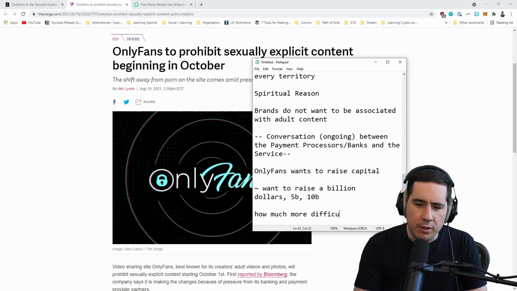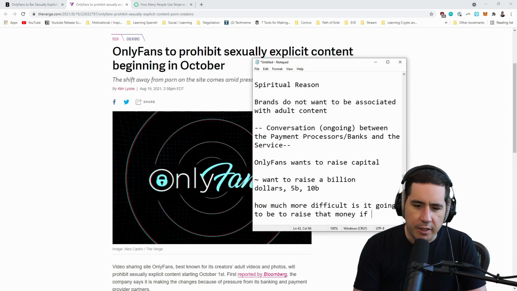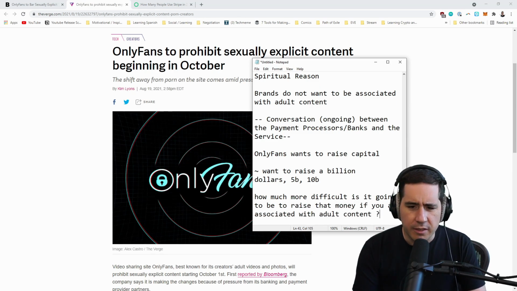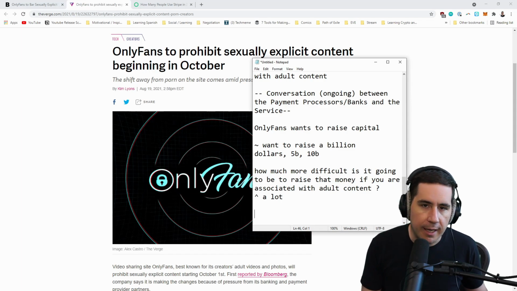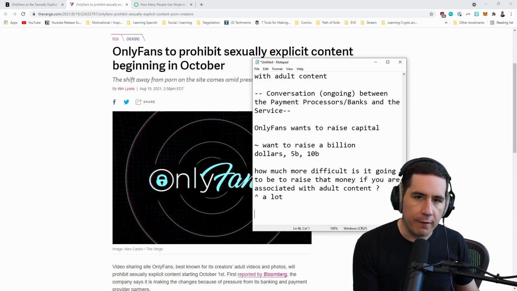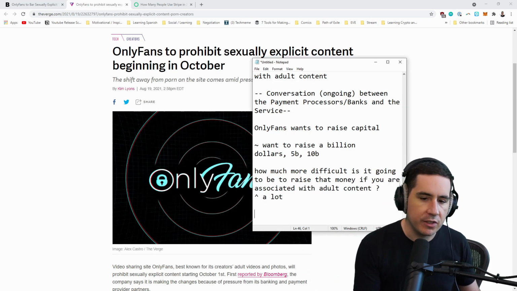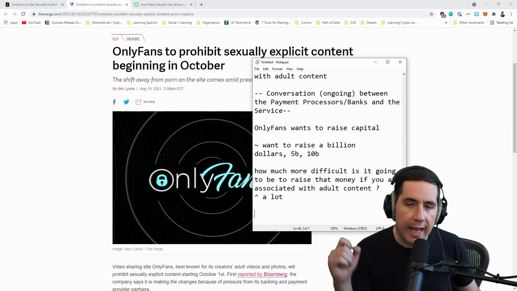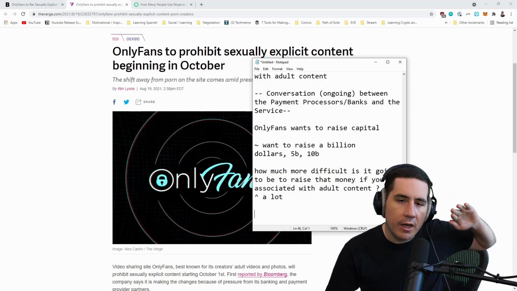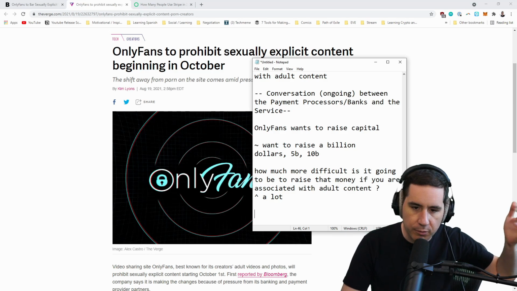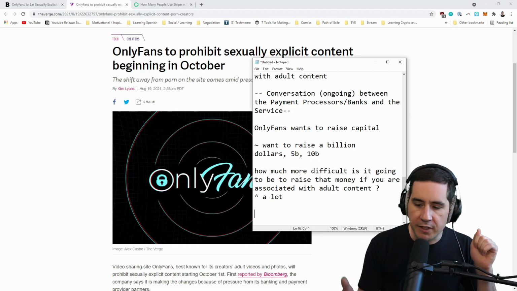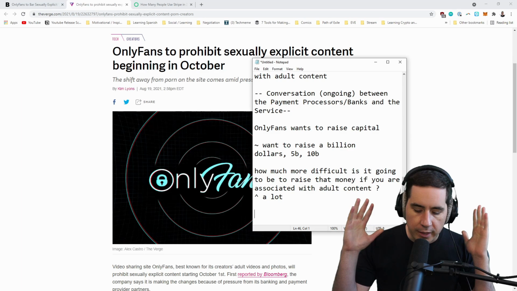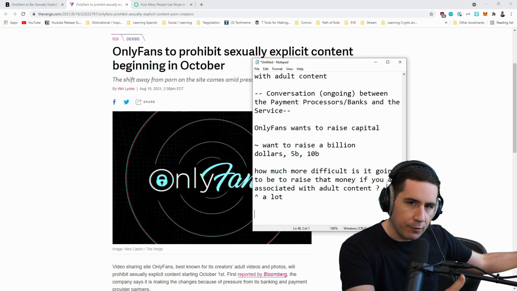How much more difficult is it going to be to raise that money if you are associated with adult content? The answer, a lot. Immediately, 50%, 75%, 90% of venture capital funds, sorry, no, we don't do that. Because once we fund an adult platform, we now pass that risk and that brand association onto every one of our other ventures. If we have 100 companies that we have sponsored, that we have raised for, that we've given money to in exchange for some percentage of equity, the minute that we onboard OnlyFans as one adult platform, we are now exposing the risk to 99 different platforms.